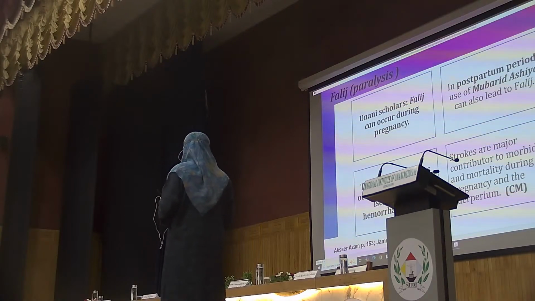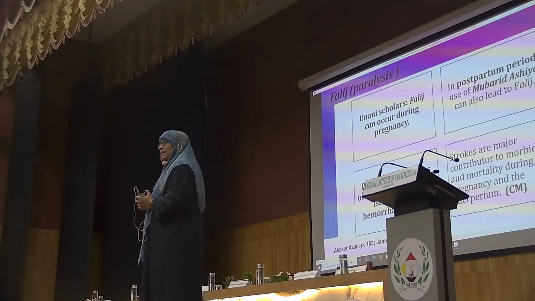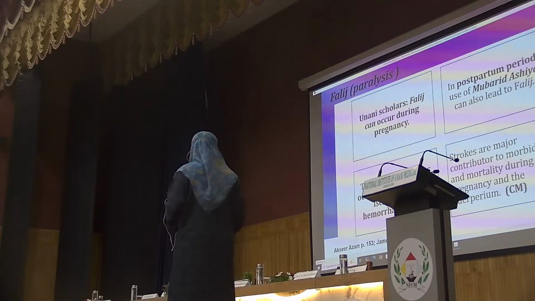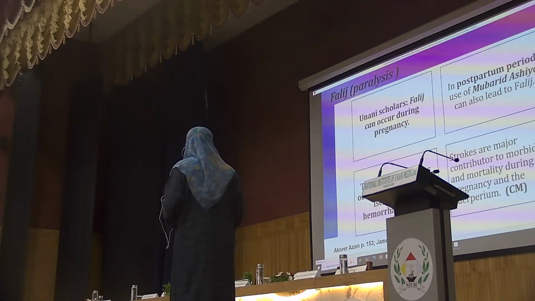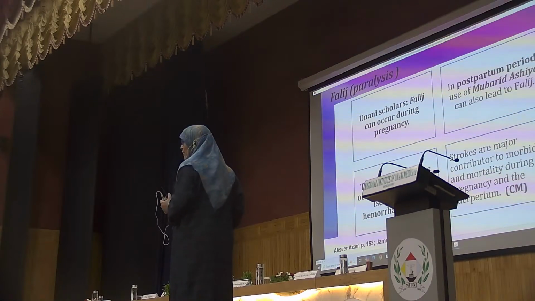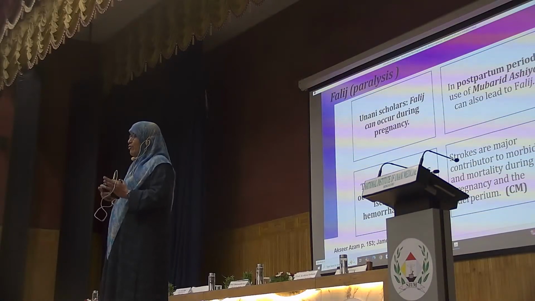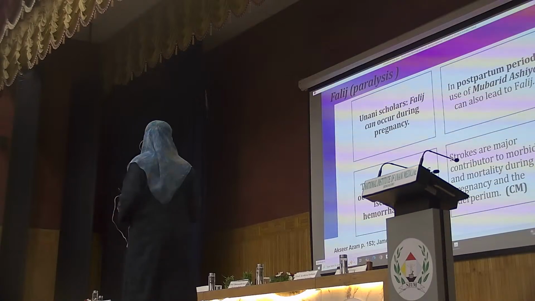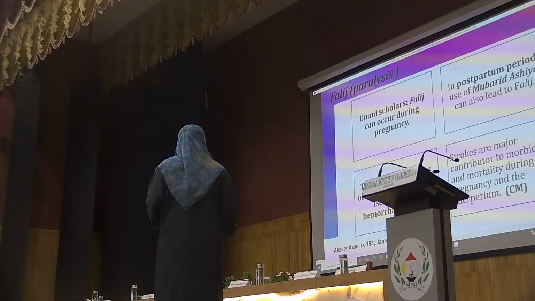We can see that Unani scholars said that it can occur during pregnancy. So paralysis can be seen during pregnancy, and they also said that in postpartum period, because if a woman uses cold items, she may develop paralysis. They also said that stroke occurs because of both ischemic and hemorrhagic causes. So the cause of paralysis is the same as what we see in general population, that is ischemia and hemorrhage. Stroke is a major contributor to morbidity and mortality during pregnancy and the postpartum period.